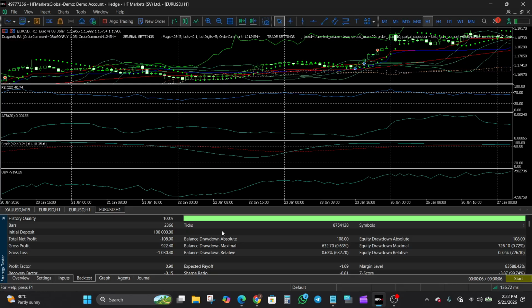All right. Overall, the Dragonfly EA for MT4 and MT5 looks like a structured multi-indicator trading system focused on combining trend confirmation, filtering, and dynamic trade management without relying on martingale recovery techniques. And as always, proper optimization and personal testing are extremely important before considering any live deployment.